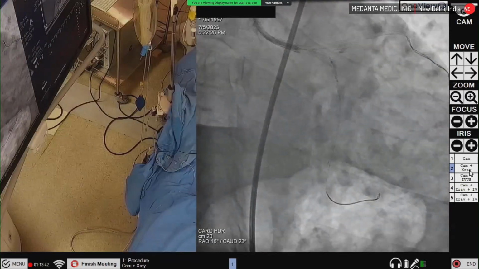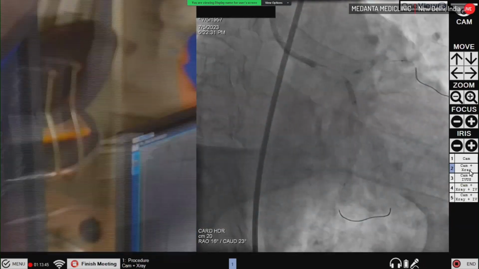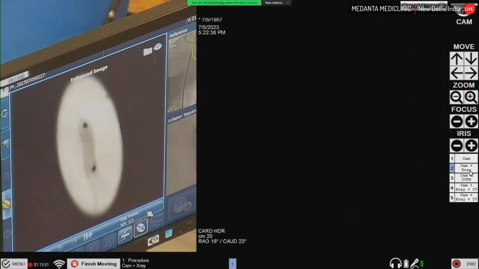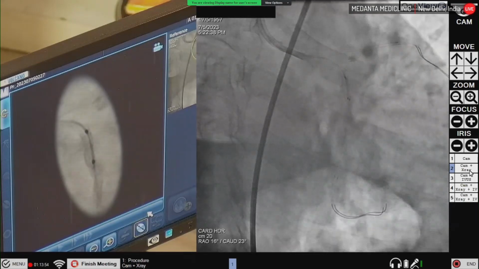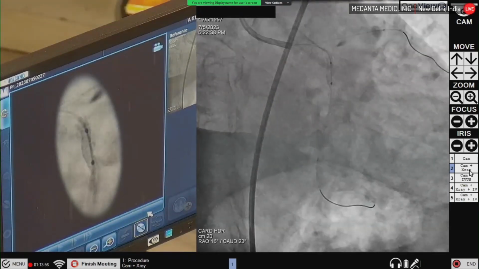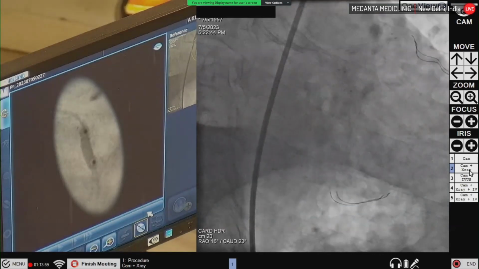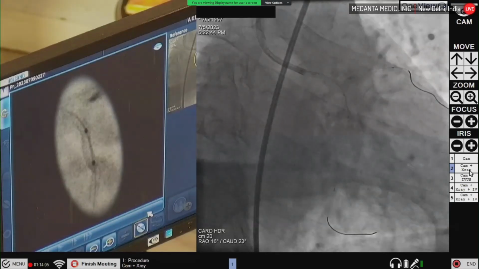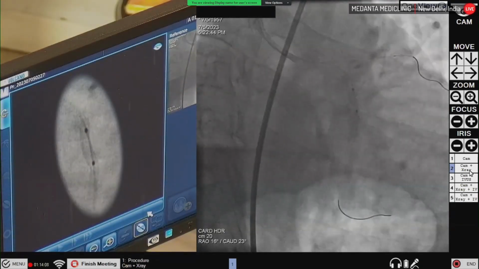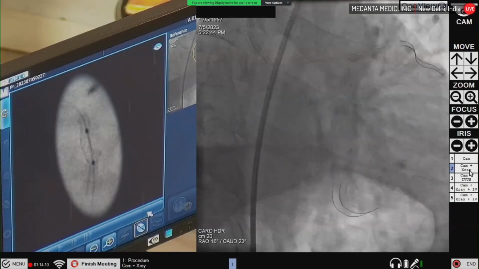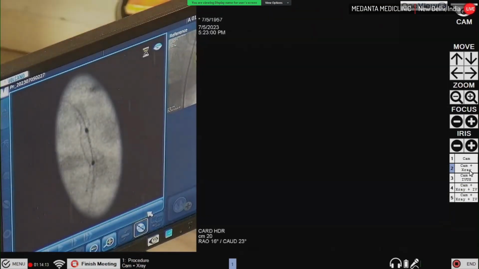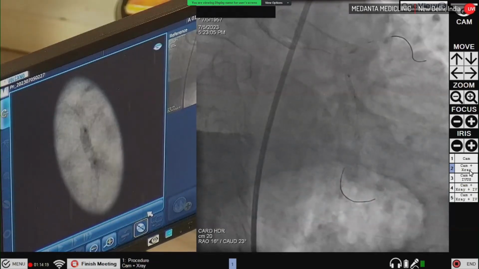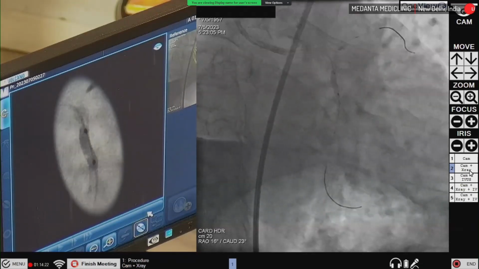Okay, go up. 2, 4, 6, 8, 10, 12, 14, 16, 18, 20. Deflate. So this is quite nice. And 2, 4, 6, 8, 10, 12, 14. Deflate. And we are going to do some more dilatations now in the distal segment. Go up 2, 4, 6, 8, 10, 12. We will not go very distal. 12, 14. Deflate.